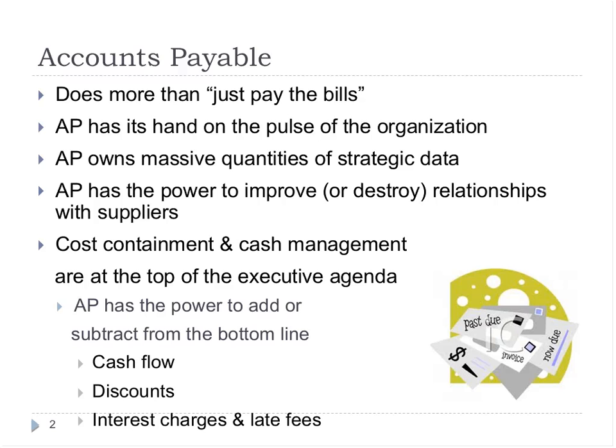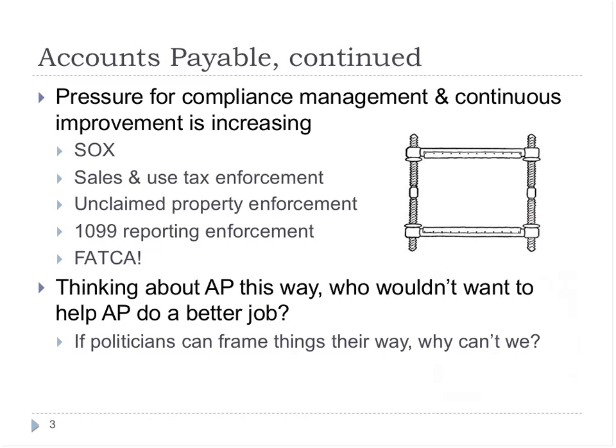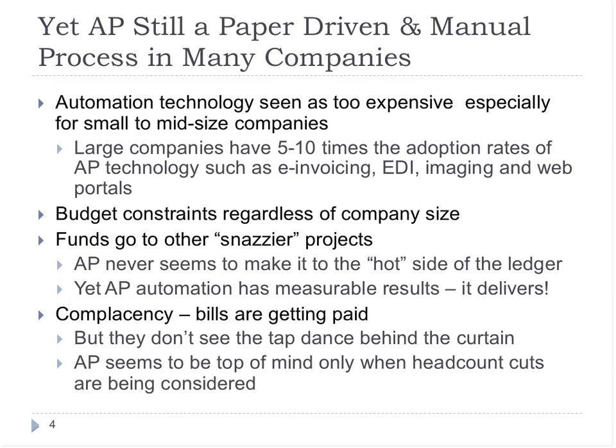Cost containment and cash management, those are at the top of our executive agendas, and that's really in our sweet spot, right? Because we have the power to add or subtract from the bottom line when we think about things like cash flow, discounts, interest fees, those kinds of things. AP has a large responsibility in terms of protecting the organization from penalties and fines, things like sales and use tax enforcement, unclaimed property, 1099, right? And when you think about AP this way, and if you can spread the word about AP, framing it this way instead of as we just pay the bills, then you're more likely to get people, particularly executives, to be interested in wanting to help AP do a better job. And that's the first step towards getting what we need in terms of automating AP.